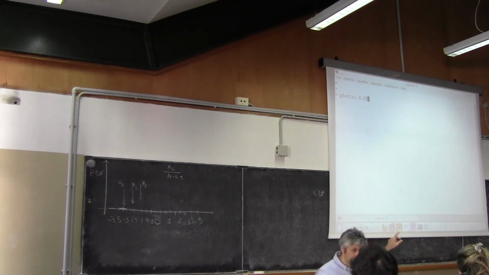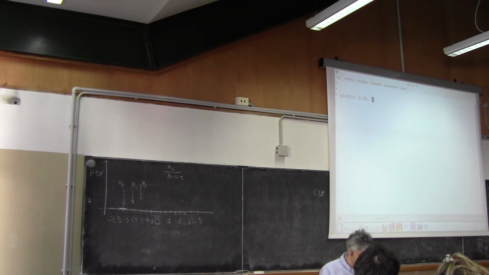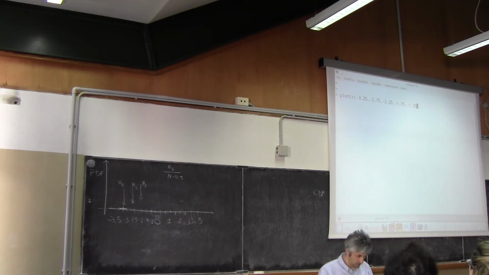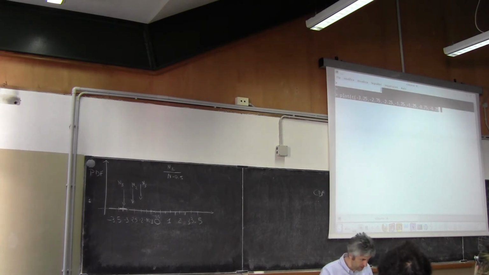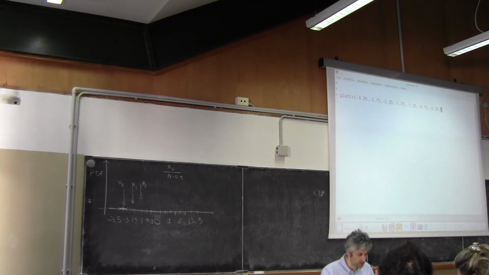Look, I am defining a vector. So plot, I open parentheses with the c in between. Minus 2.75, minus 2.25, minus 1.75, minus 1.25, minus 0.75, minus 0.25, and then I can, let me try to make a smart move, if I can conceive a smart move. No, it's not really smart, so it's better if I continue with 0.25, 0.75.